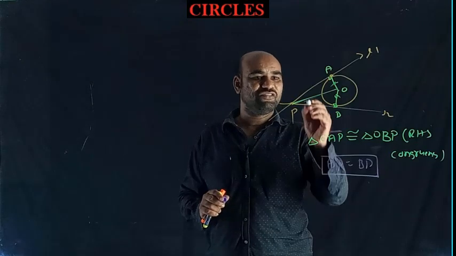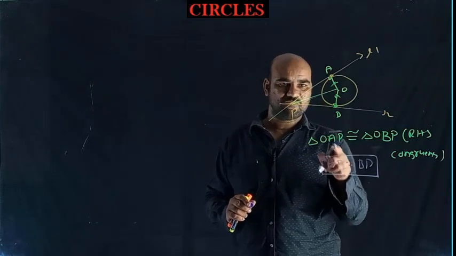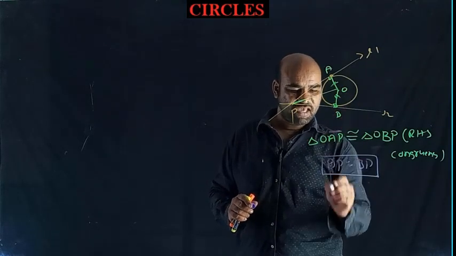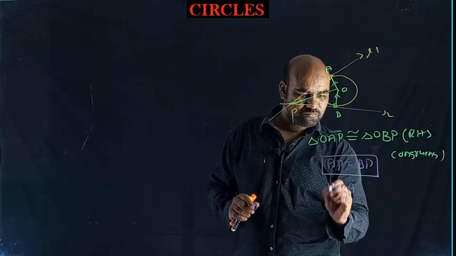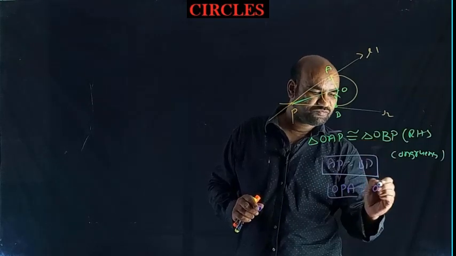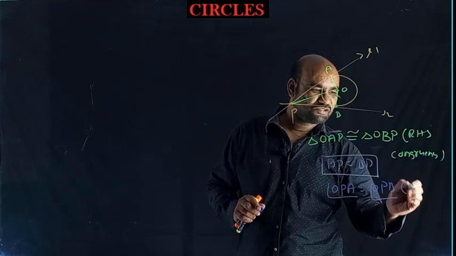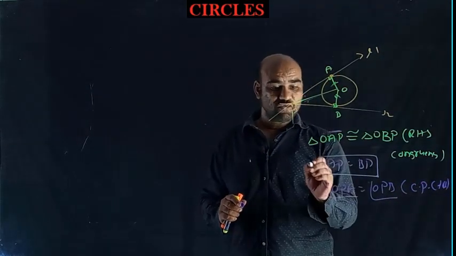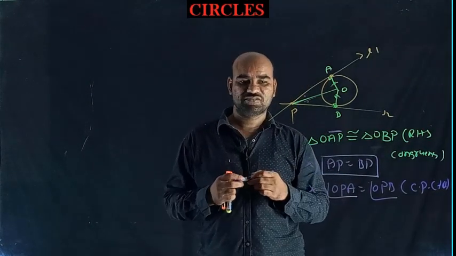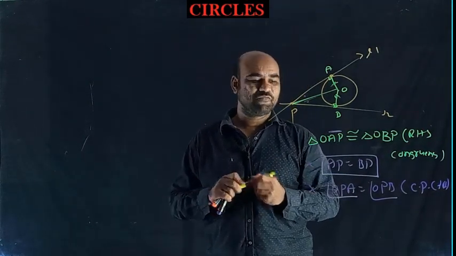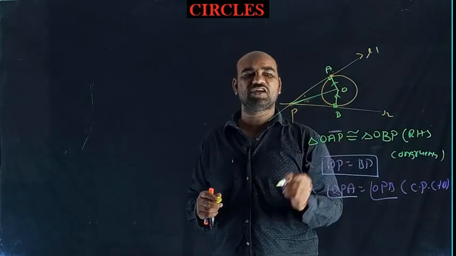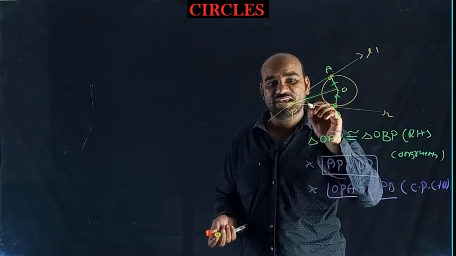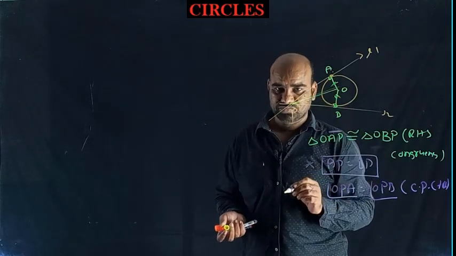One more thing is this angle equal to this. Observe here, angle OPA equal to angle OPB, by CPCTC, corresponding parts of congruent triangles are equal. So we got 2 results. First result says that PA equal to PB, length of tangent segments are equal. Result 2 says that this is the angular bisector of this angle. So these 2 angles are same.